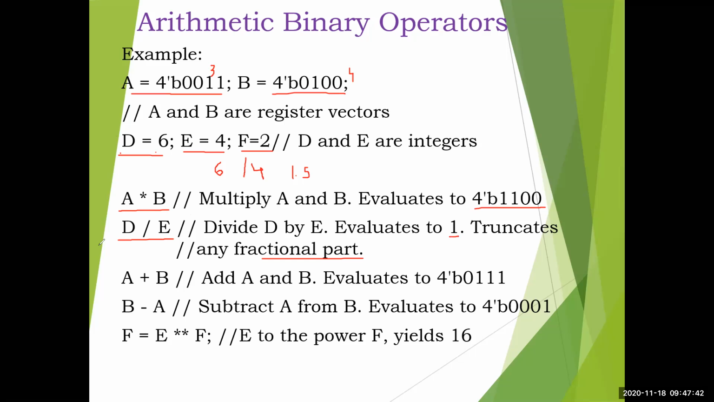Then A plus B. A is 3, B is 4, and 3 plus 4 is 7. So it is 000111. That is the result.